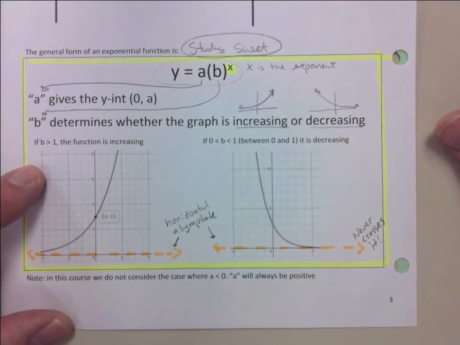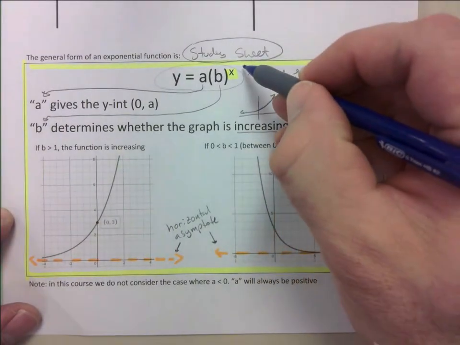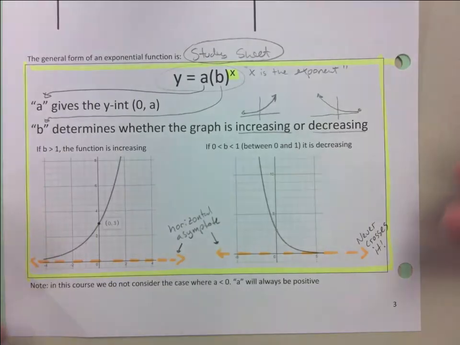Oops, you can't see that, sorry. X is the exponent, so that is why this is called an exponential.